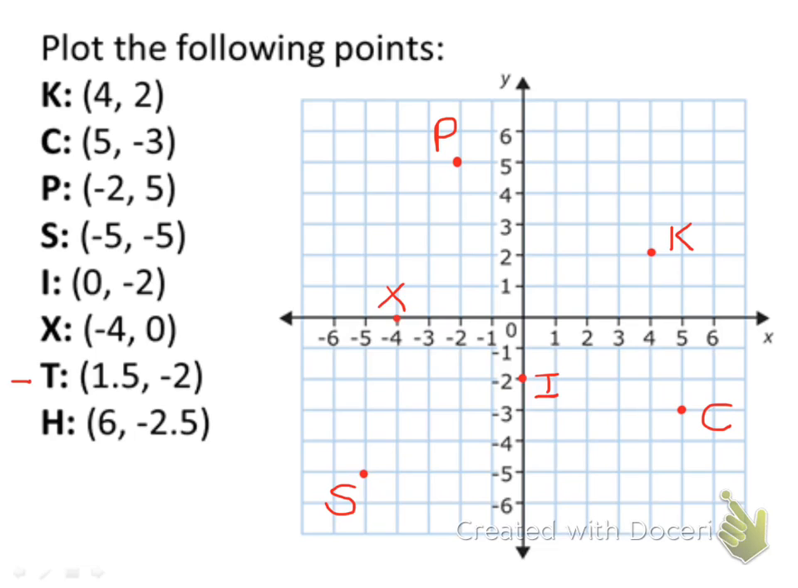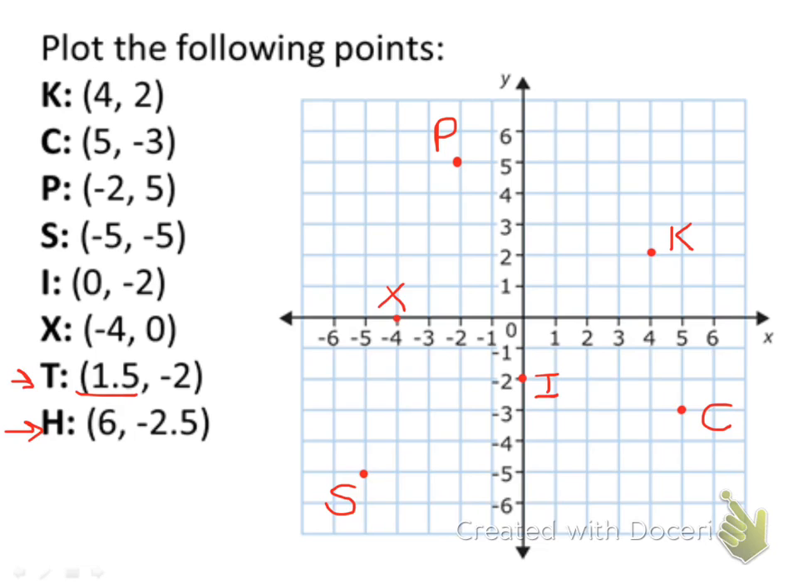Now we're going to look at T and H. Before we talk about them, look at the ordered pairs. What's different about them compared to what we've done before? Hopefully you can see what's different is that they have decimals in them. So now we're working with decimals on our coordinate plane. All right, we always start with x, x goes first. So that means we have 1 1/2 or 1 5/10.